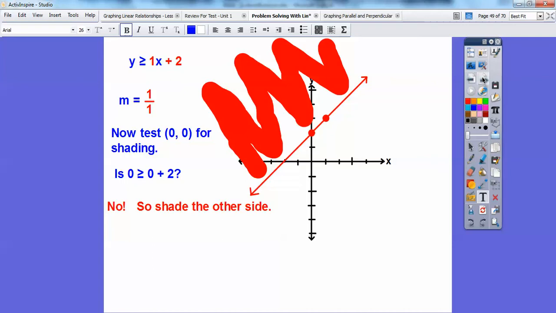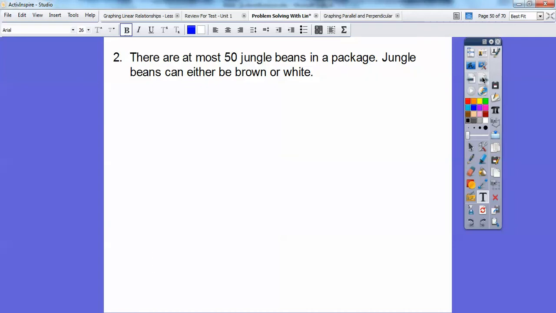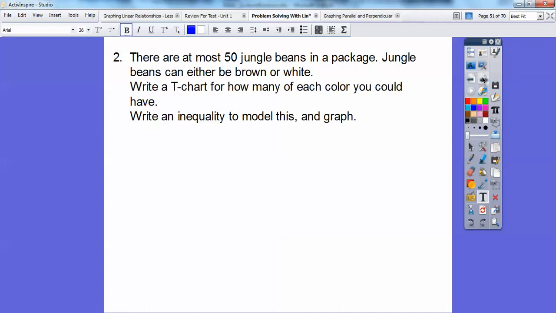All right, let's try another one. There are at most 50 jungle beans in a package. I didn't make this up. Another teacher did, so I don't know where she's getting jungle beans. Okay, jungle beans can either be brown or white. So write a T-chart for how many of each color you could have, and then write an inequality to model, and then graph. So just like before, you guys.